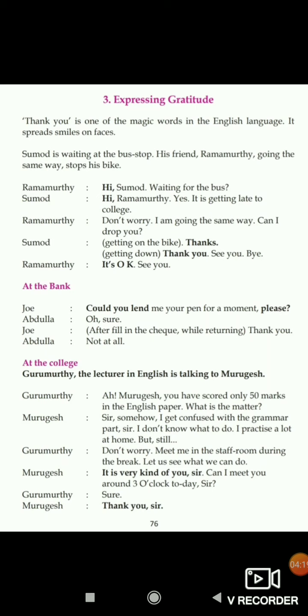Murgesh: It is very kind of you, sir. Can I meet you around 3 o'clock today, sir? Gurumurthy: Sure. Murgesh: Thank you, sir.